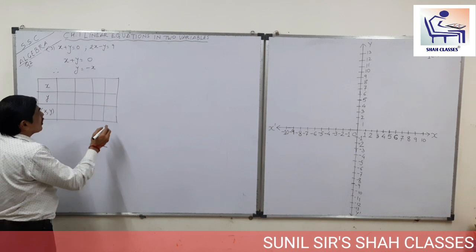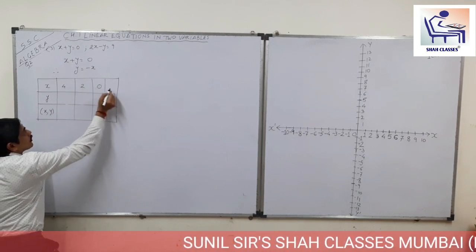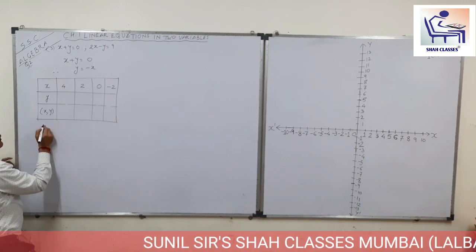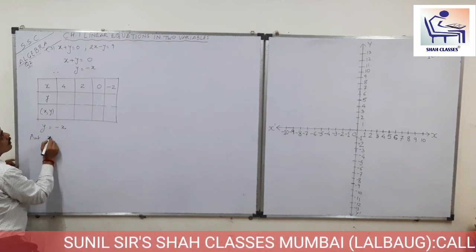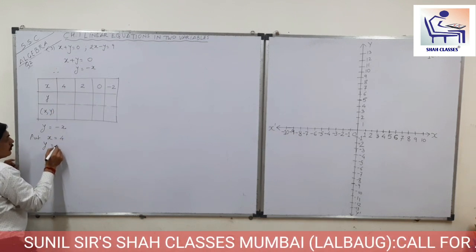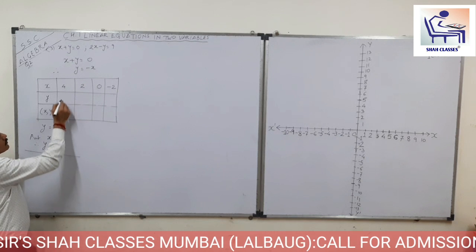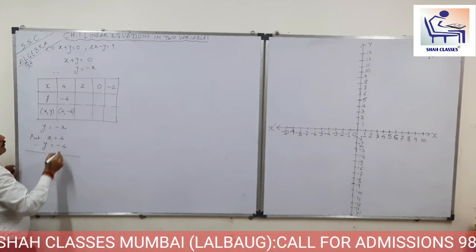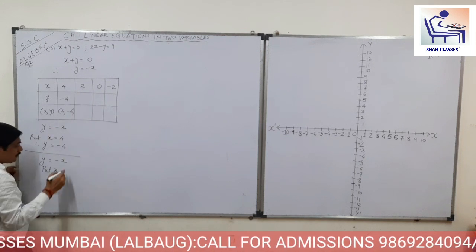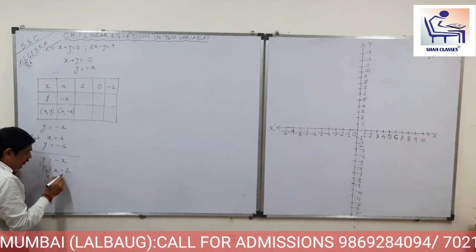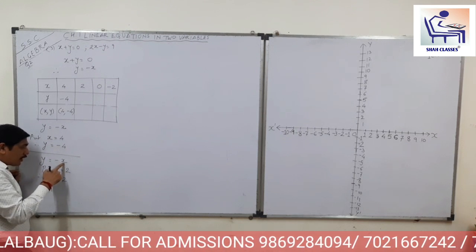Take any four values. Same steps we have to follow. Say 4, 2, 0, minus 2. Put x is equal to 4, y is minus 4. Now for the second value, put x is equal to 2. So y is equal to minus 2.